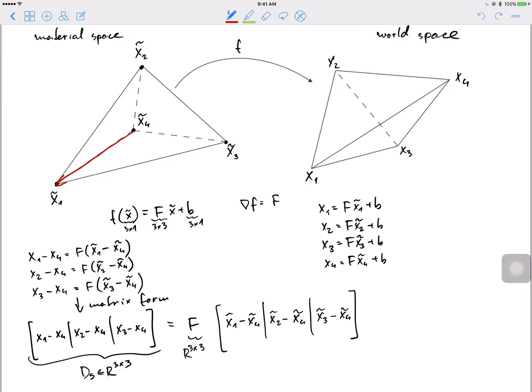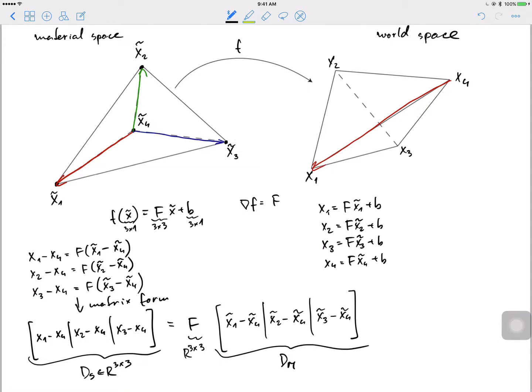Let me use a different color to make it super nice. That would be the x2 minus x4 tilde, right? And there would be the x3 minus x4 tilde, that would be this last edge, okay? And then, of course, I have the same edges also in the deformed tetrahedron, right? So the x1 minus x4 is this one, and so on. So here, those are the matrices of the edges. I can also name this matrix. I will call this Dm.